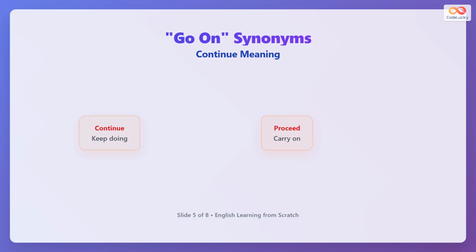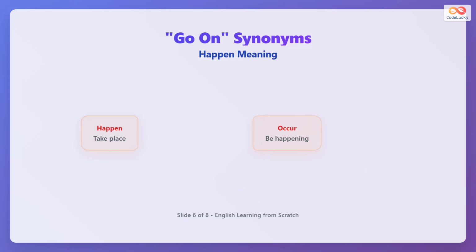Continue is the most direct replacement for go on when meaning to keep doing something. Proceed also works and sounds a bit more formal. Both words mean carrying forward an action without interruption. Use these single words instead of the phrasal verb in formal writing.